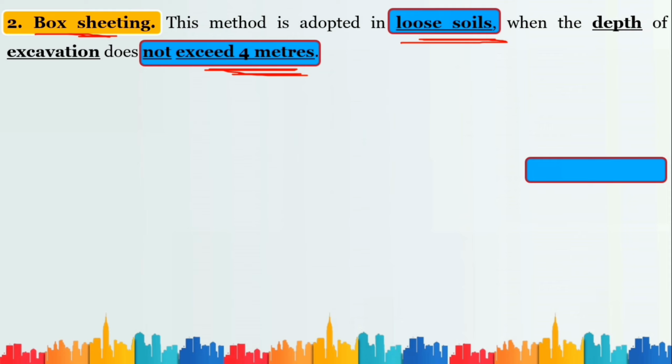So here is the condition: when you have loose soil and you need to go up to 4 meters. If these two conditions are fulfilled during your site visit, at that time we use the box sheet trenches method.